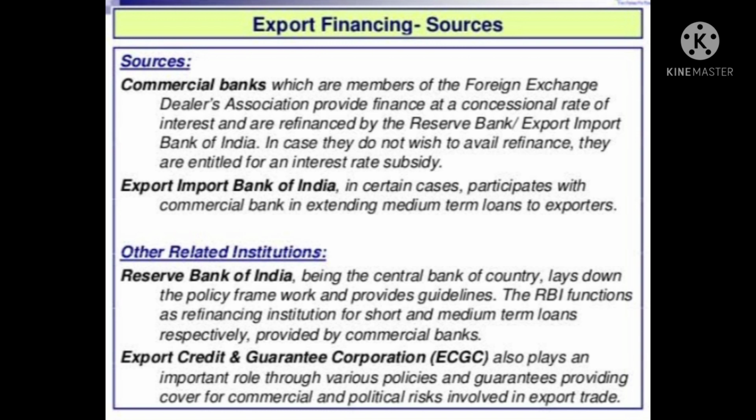I hope all of you have understood the sources of export financing which are provided by the commercial banks, Export-Import Bank of India, RBI and Export Credit and Guarantee Corporation. I hope all of you have understood the meaning of export finance and the sources of export financing which are available to the exporters.